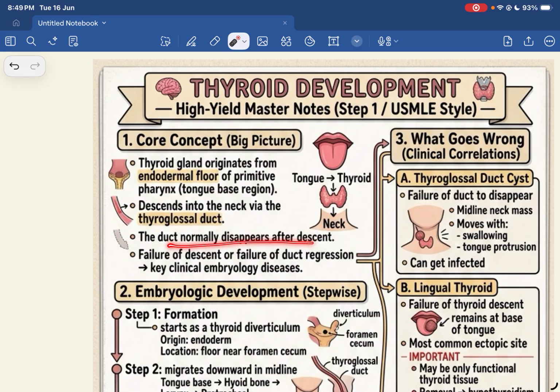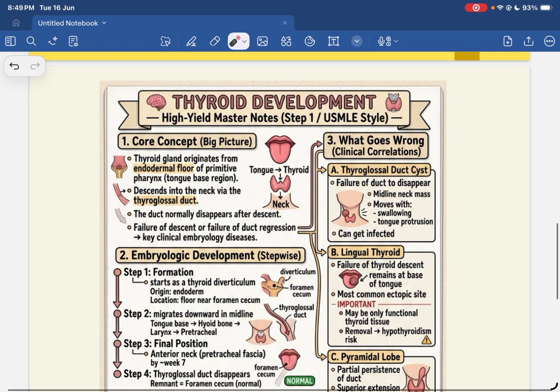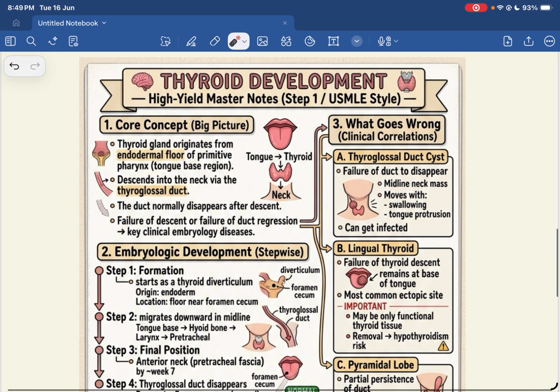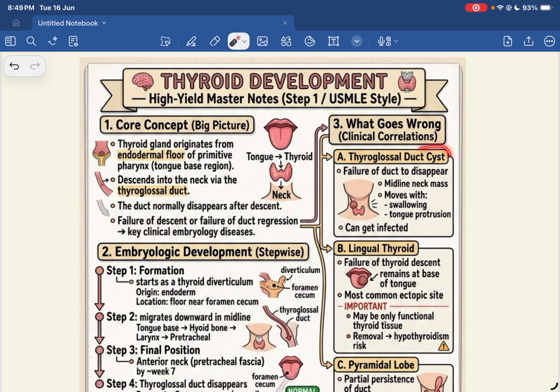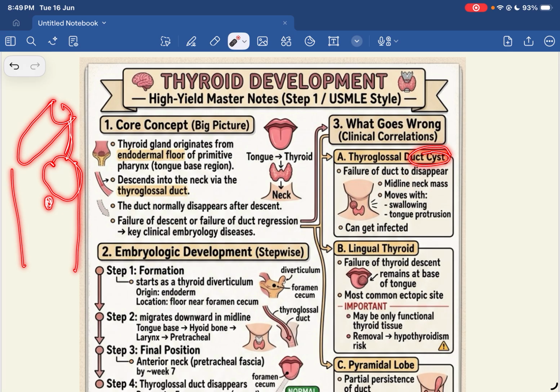The duct normally disappears after the descent, as it has to, but sometimes it actually persists. When it persists, it leads to formation of a thyroglossal duct cyst. So a patient would come up to you, and there's going to be a midline neck mass. The very first thing that you're going to ask the patient is to protrude their tongue, because the thyroid gland is connected to the base of the tongue with the help of the thyroglossal duct.